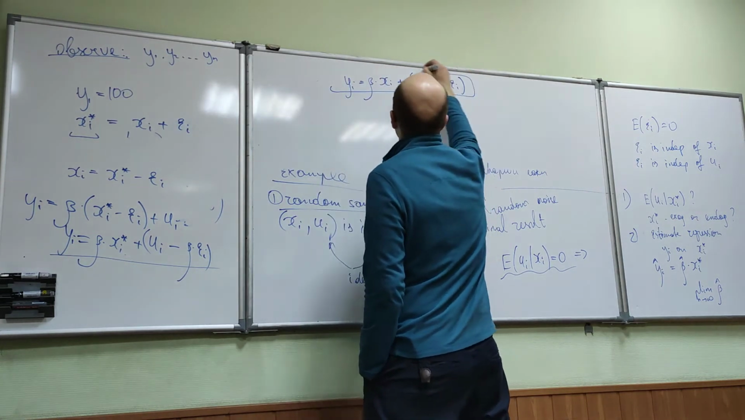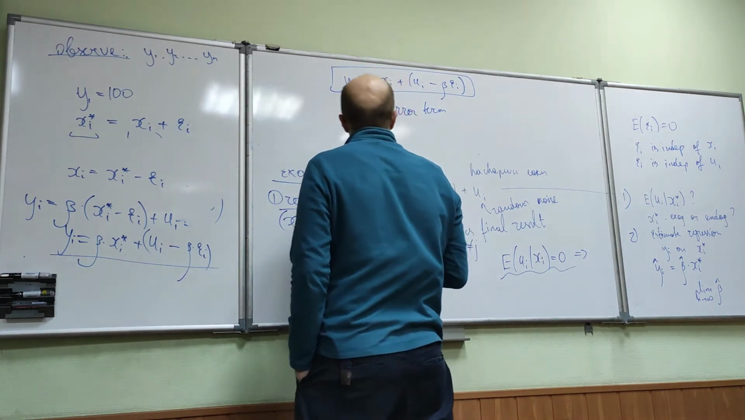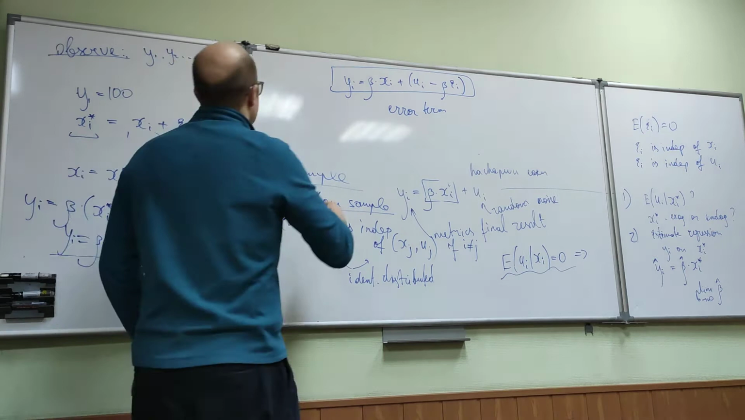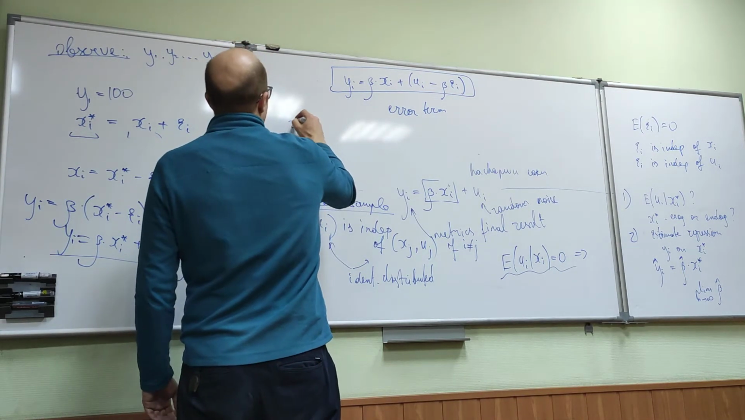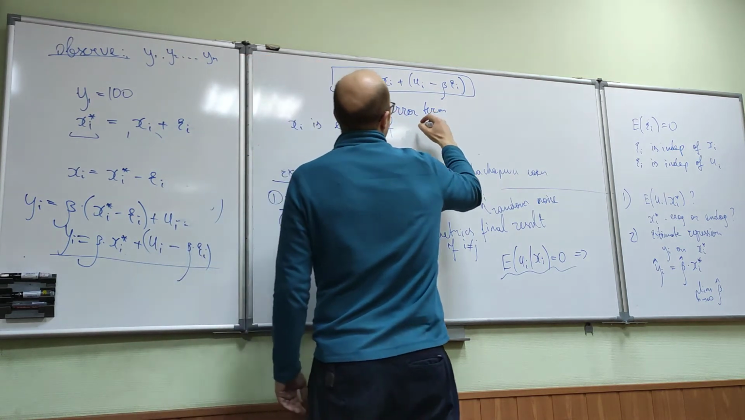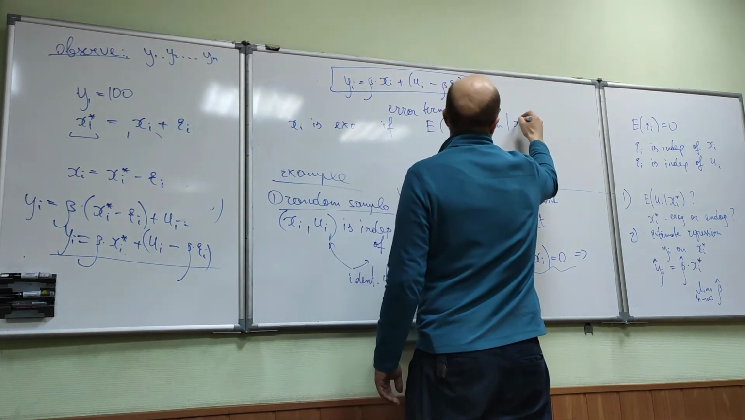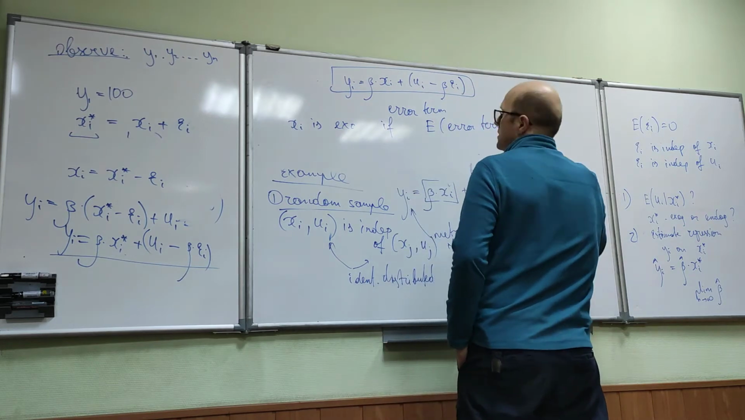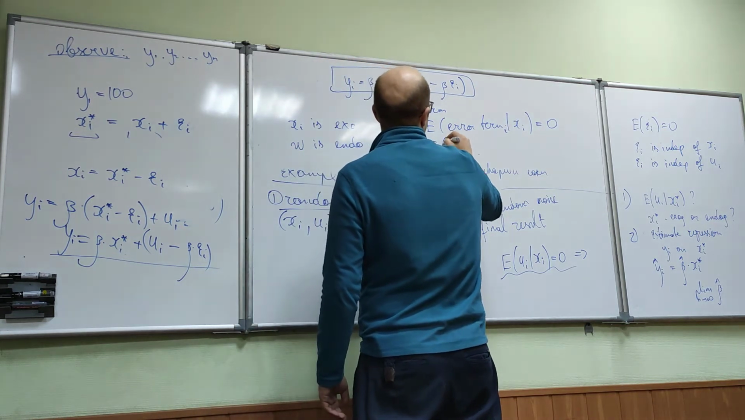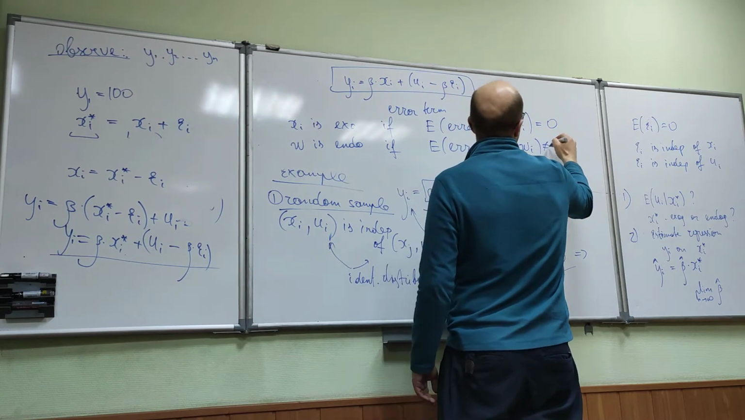So for this model, what is the error term? Maybe it's better to write the endogeneity condition in words. X is exogenous if the expected value of the error term given x is 0. W is endogenous if the expected value of the error term given W is not 0.